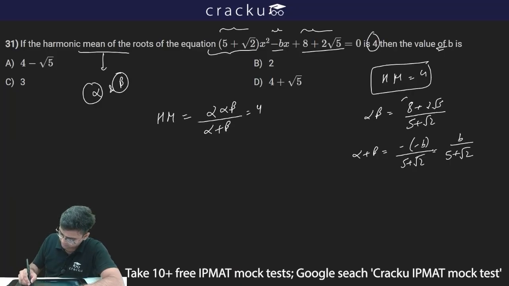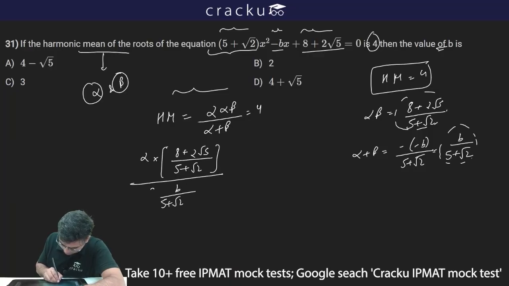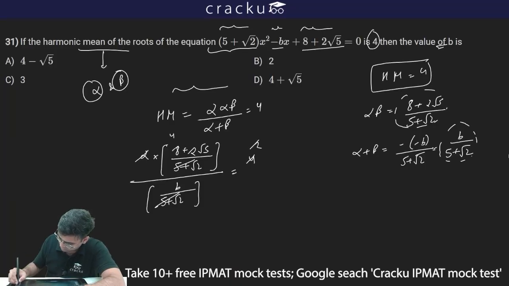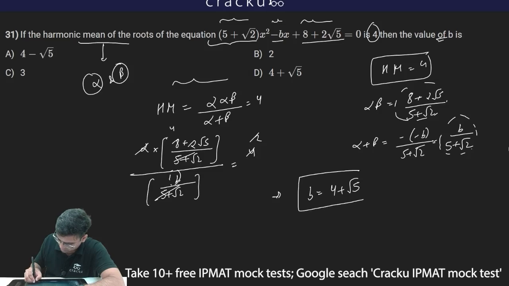Now we will substitute the value of alpha beta and alpha plus beta in our harmonic mean expression. So we have alpha beta as 8 plus 2 root 5 divided by 5 plus root 2, so 2 into that, upon what is alpha plus beta? It is b upon 5 plus root 2. This is given as 4. So the 5 plus root 2 and 5 plus root 2 get cancelled. And I can remove this 2, and this will become 4, and this will be root 5. So only b is left here, and if I take b to the right hand side, b is equal to 4 plus root 5, and therefore I can say option D is the correct answer.